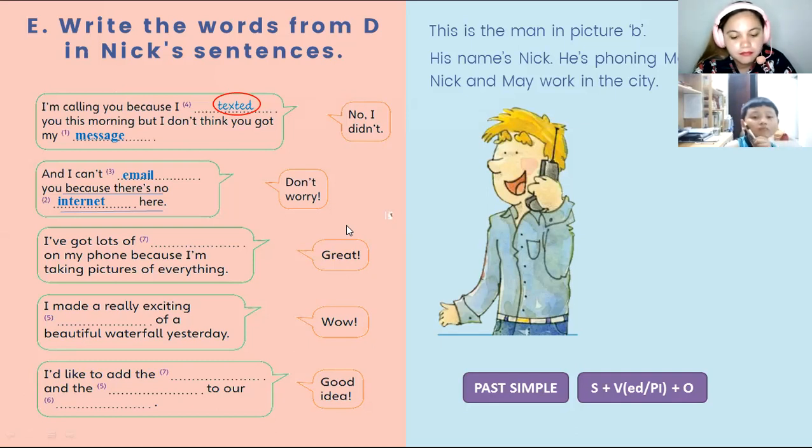You read the sentence first so you can get a clue on your answer. I've got lots of photos on my phone because I'm taking pictures. Oh, I told you to read the sentence first. Next one.